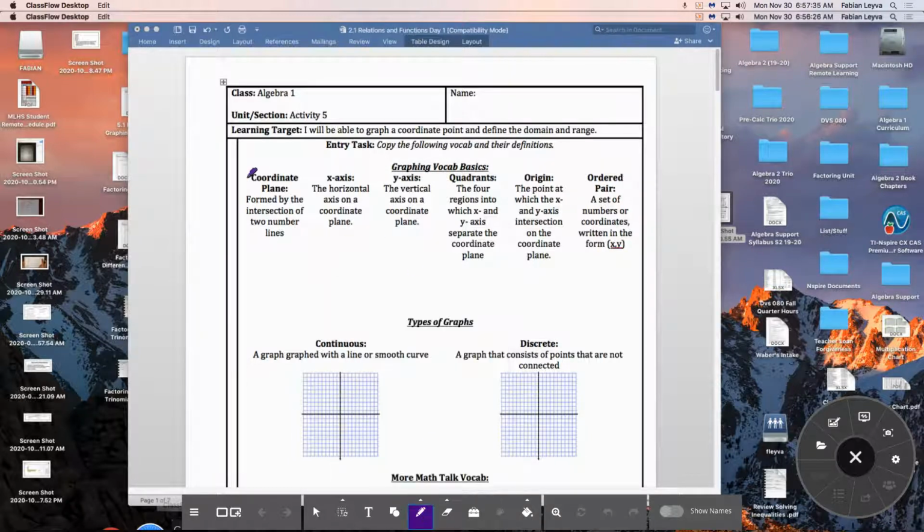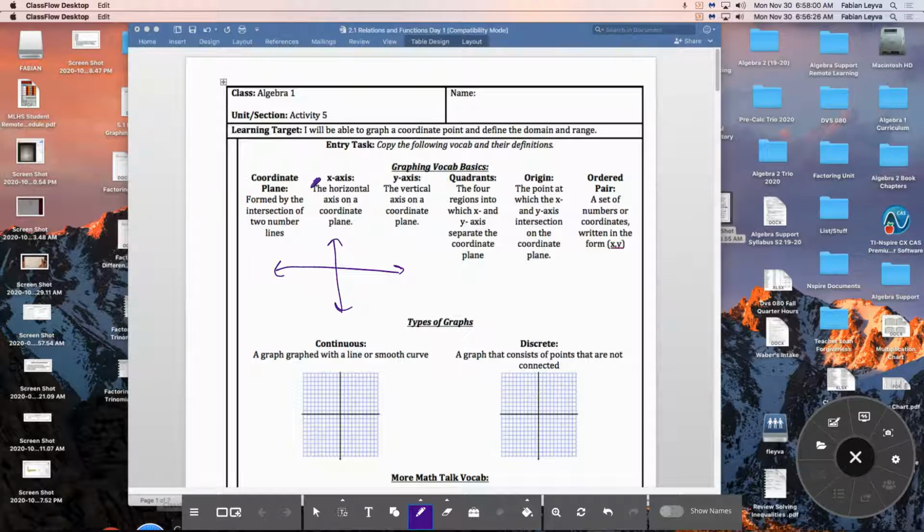All right, so let's start with our first vocab of today, which is coordinate plane. Now, a coordinate plane is just a fancy way to say it's an image formed by the intersection of two number lines. A lot of people will think of a coordinate plane as this right over here. Pretend these are straight, by the way. That is a coordinate plane. That's just putting a name to it.